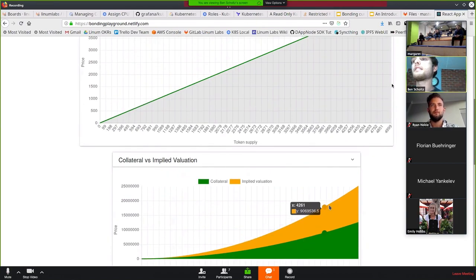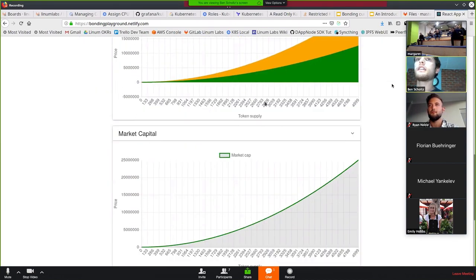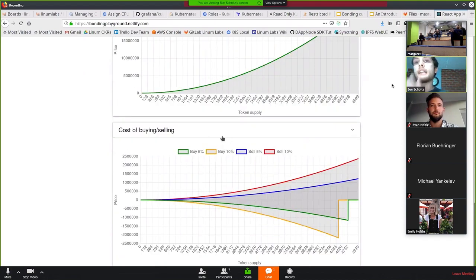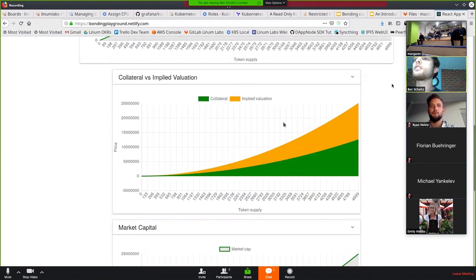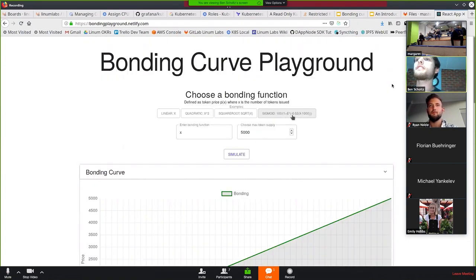And essentially, this is just the sum of token values underneath this curve, so it's the integral in mathematics. Cost of buying and selling is also something interesting to look at, because at different points, if you were to buy or sell 10% of the market, you would receive different value back. And yeah, this can be expanded a lot more. You can pretty much put any function you want in, and token supply in the millions.